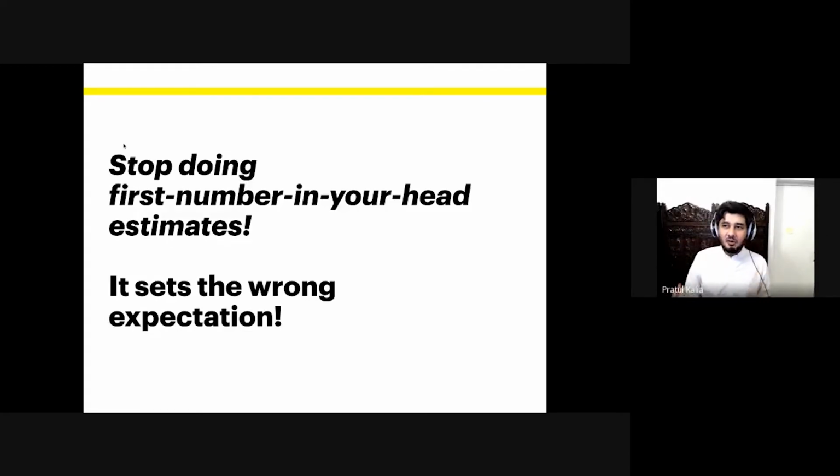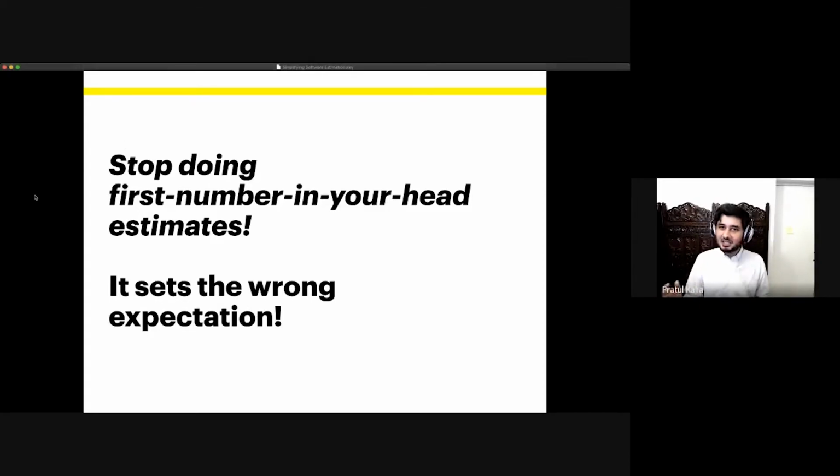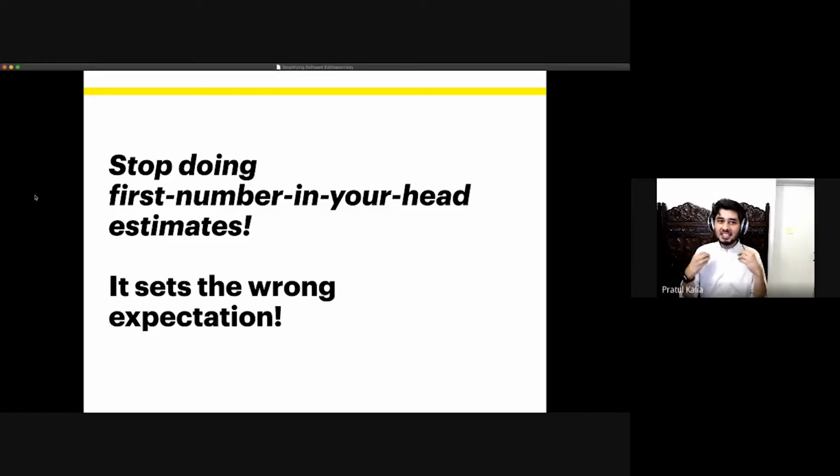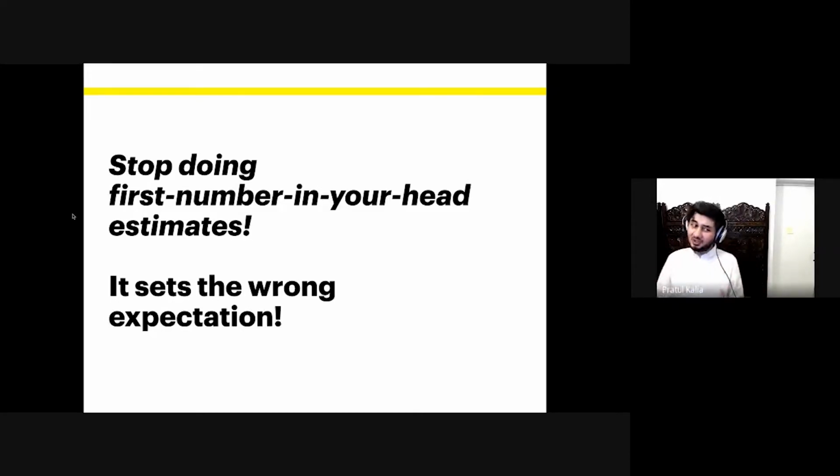Right? What happened as a result of that is that you set an expectation in the other person's head. Because what the other person is doing at that point, unfortunately, the only thing that they have to rely on is your estimate. And once you set an estimate, they are going to take that number seriously and they're going to assume that that is close enough to the real number.